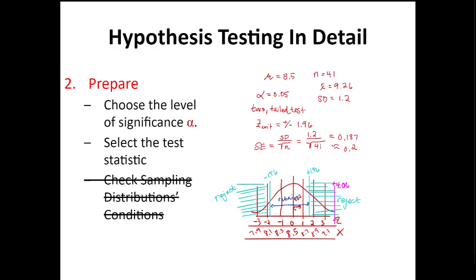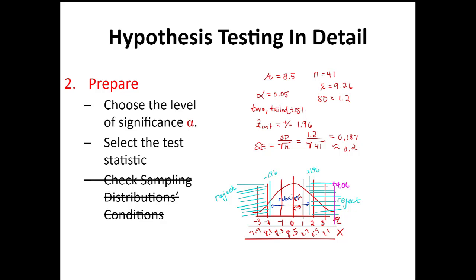Now, one important step that I actually skipped in this video was checking the sampling distribution's conditions, right? So using the central limit theorem to have some indication, some evidence that this sample was normally distributed and therefore suitable for statistical use, right? So we don't have evidence of that.